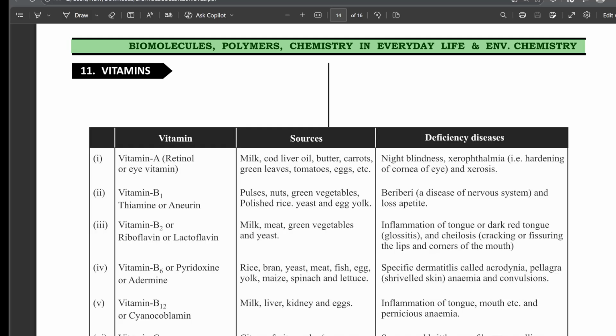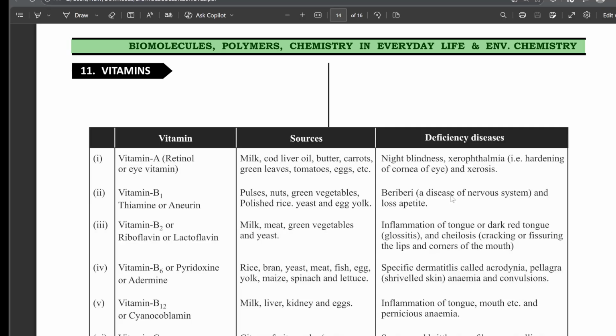Now moving on to the next part, vitamins. These are certain vitamins and their deficiency can cause diseases also. Their sources are given here. Vitamin A can be obtained from milk, cod liver oil, butter, carrots, and its deficiency can cause night blindness or xerophthalmia, hardening of the cornea of the eyes, and cirrhosis.